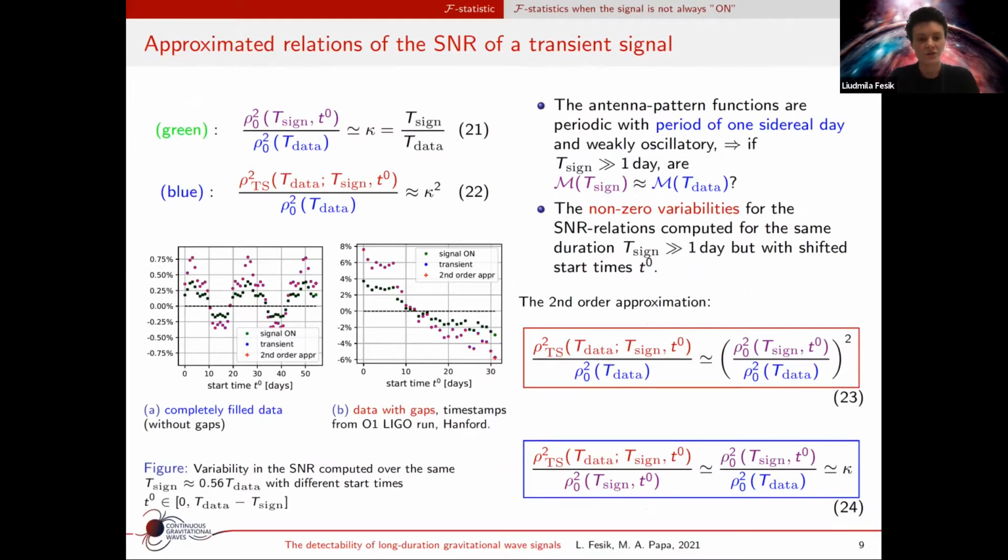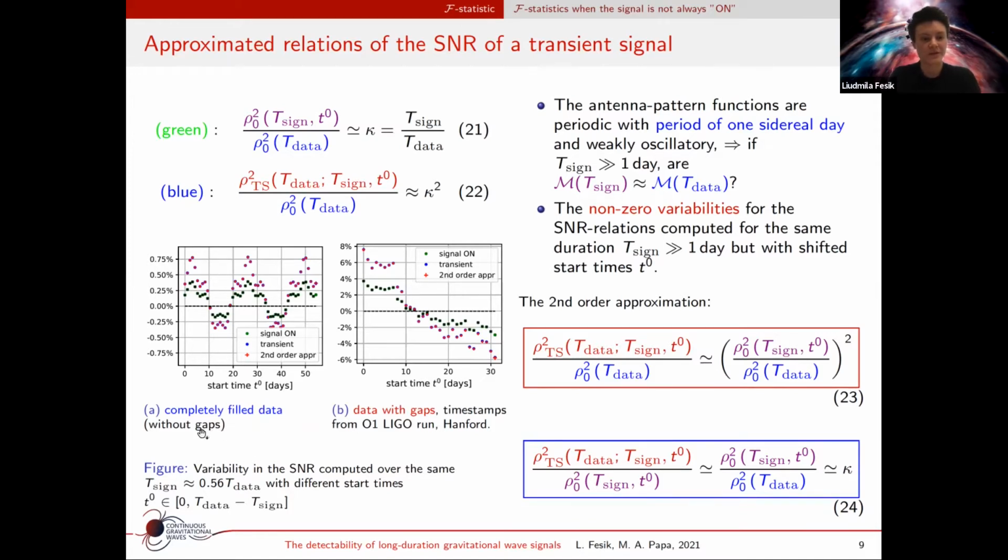I will consider two important cases. The first case is when the data is completely filled with the SFTs, so there are no gaps, and the second case is when the data has gaps. As an example, I took the timestamps from O1 Ligaran, where gaps are about 1 day. So there are pretty much gaps with a pretty long duration. So that's important to see how the statistics differs for the actual timestamps, actual data.